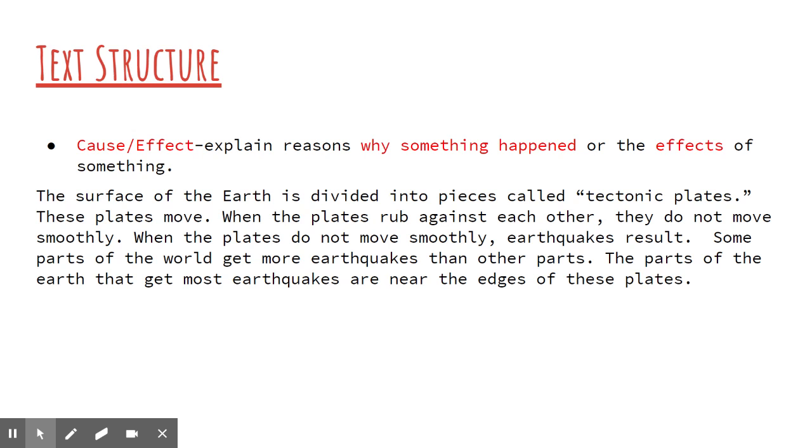The surface of the earth is divided into pieces called tectonic plates. These plates move. When the plates rub against each other, they don't move smoothly. When the plates do not move smoothly, earthquakes result. Some parts of the world get more earthquakes than other parts. The parts of the earth that get the most earthquakes are near the edges of these plates.